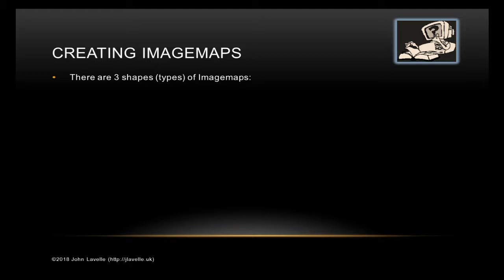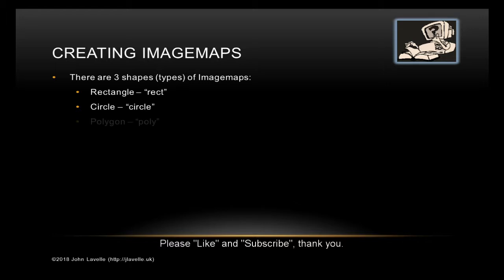You have the most common one, which is the rectangle, and it has the shape of rect. The next one is circle, and it has the shape of circle, and the final one is polygon, which has the shape name of poly. Now the one you'll probably use the most is rectangle, but polygon is very useful if you've got strange shapes that you want to be able to highlight within the image.